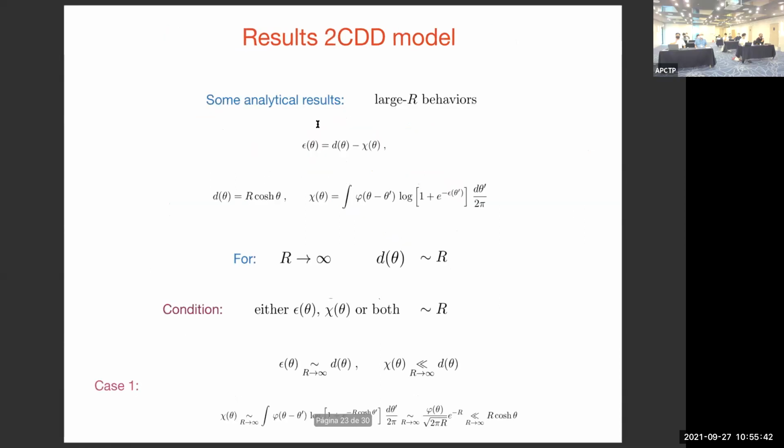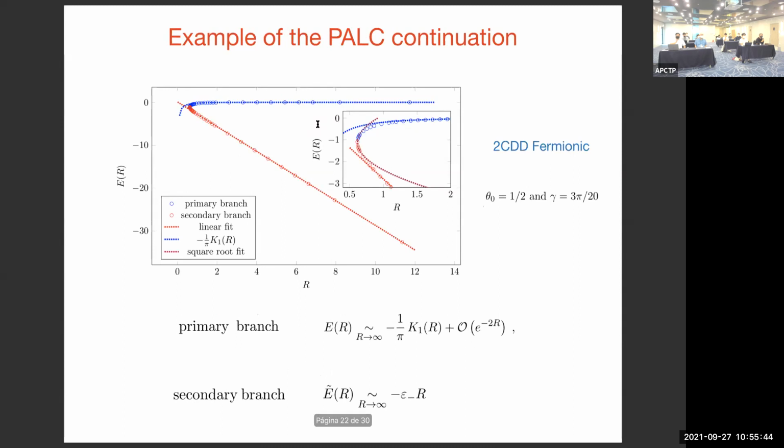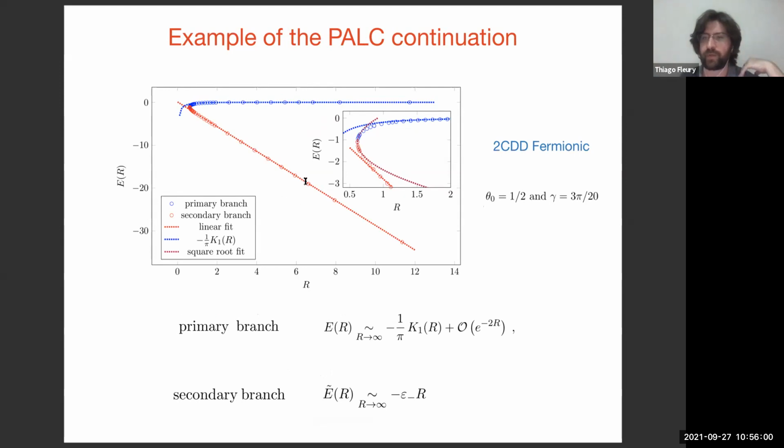Can you move backward? Sorry? You start from the secondary branch. Yeah. And increase this value of R, the size of R, the S variable. Yeah, you can do. Given an initial condition, you can move along the solution curve. So if you start in the secondary branch, you can go backwards and move to the primary one.